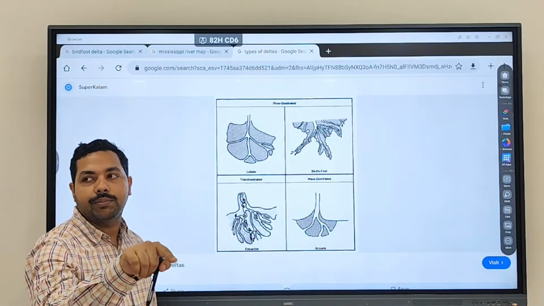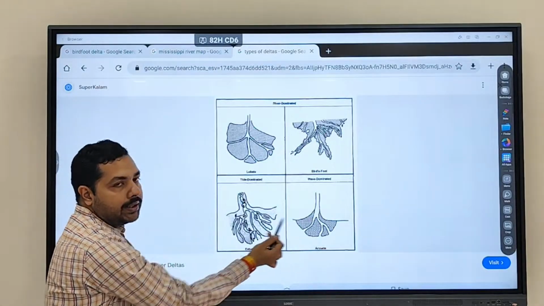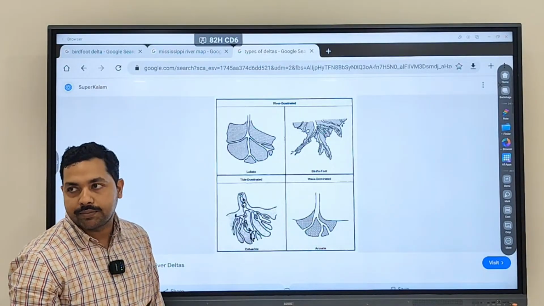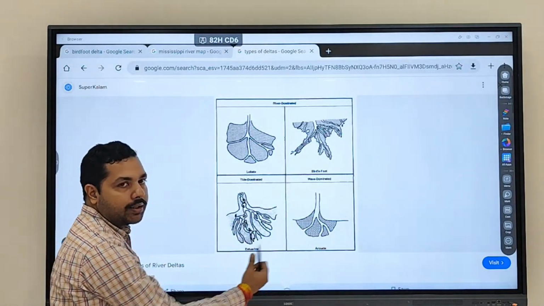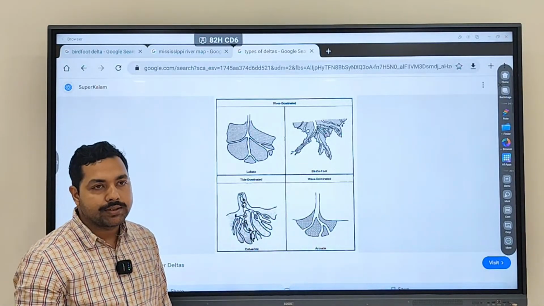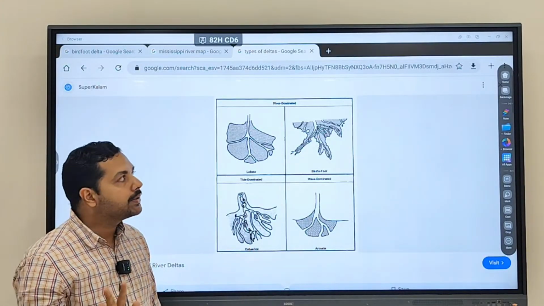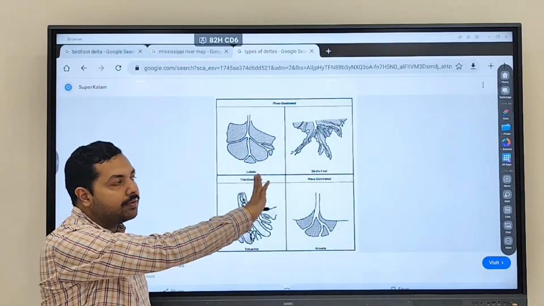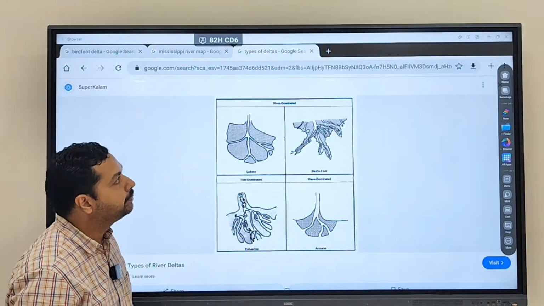So when a river is coming and joining the ocean, it can form different types of deltas, and that's why different names are given. Clear? So either bird foot delta, estuarine delta, arcuate delta, different types of deltas are there. Clear? Any doubt regarding this particular thing? So that's why in the examination UPSC has asked this question: which river forms this type of delta? So which is the Mississippi River. Fine.